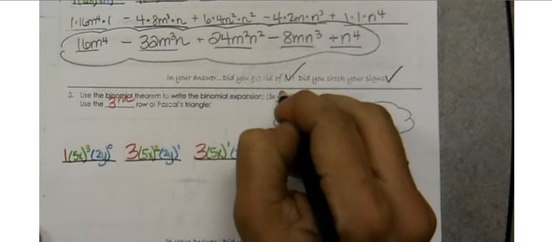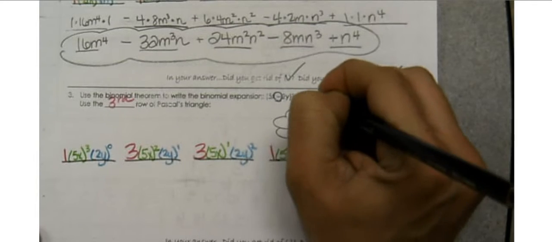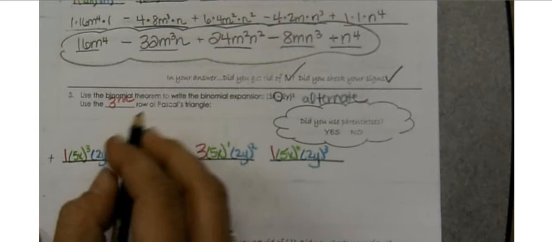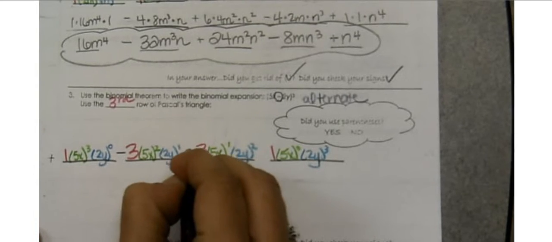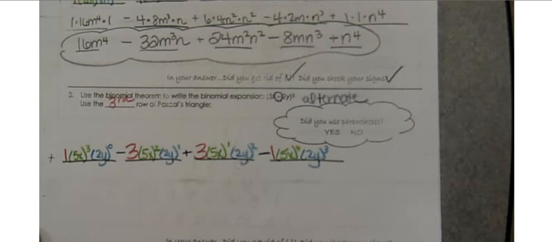So 2y to the 0, to the first, to the second, to the third. Let's check out our signs. We have this minus, which means we need to alternate the signs. So we have positive, negative, positive, negative. Okay?